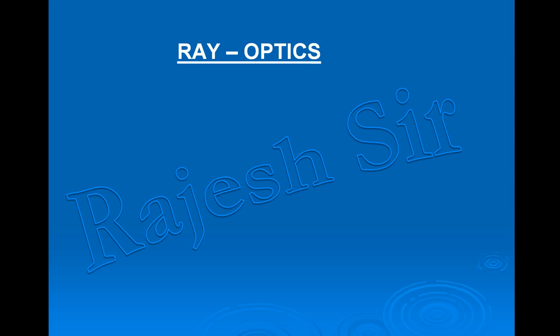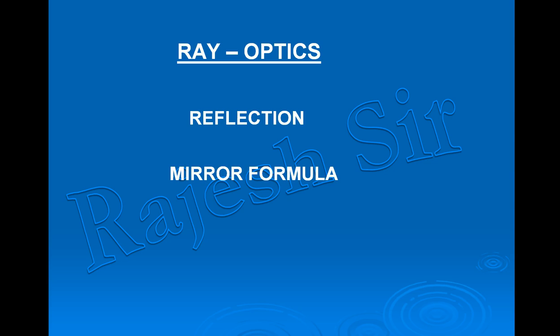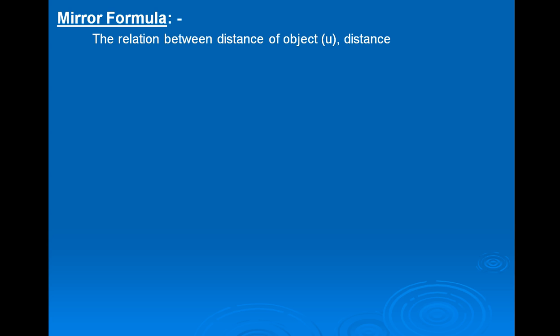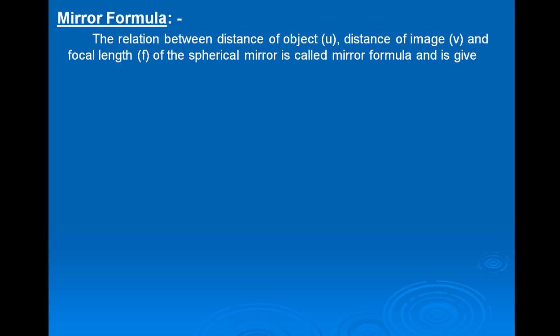Hello students, now we will discuss ray optics, reflection, mirror formula for spherical mirror. Mirror formula: the relation between distance of object u, distance of image v and focal length f of a spherical mirror is called mirror formula and is given by 1 upon v plus 1 upon u is equal to 1 upon f.